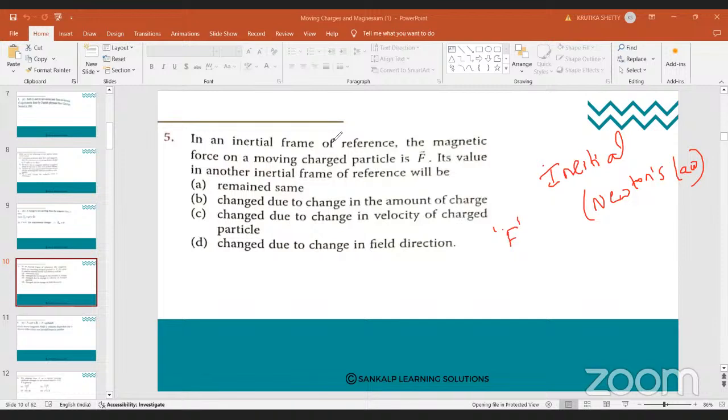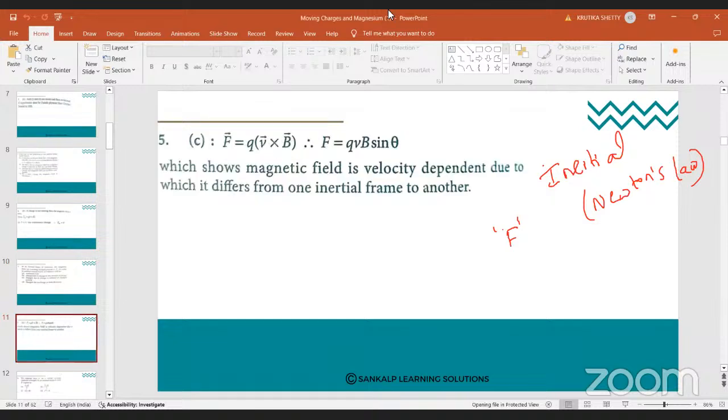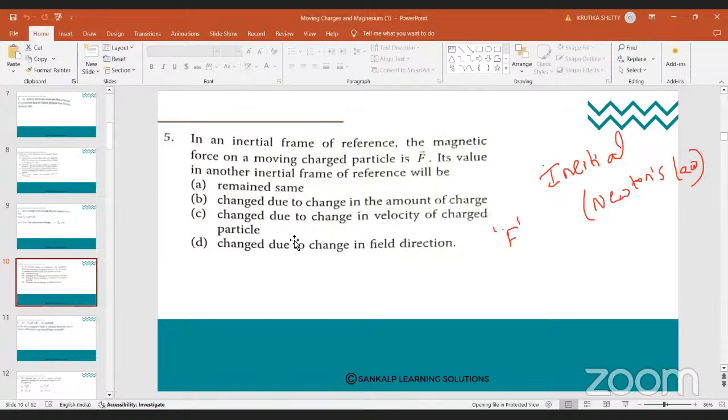So in another inertial frame, what happens to its value? Yes, correct, very good. That is nothing but QVB sin theta. So that is the change due to the change in the velocity of the charged particle. When we go to another inertial frame, its velocity changes, so the force value changes. The force also changes.